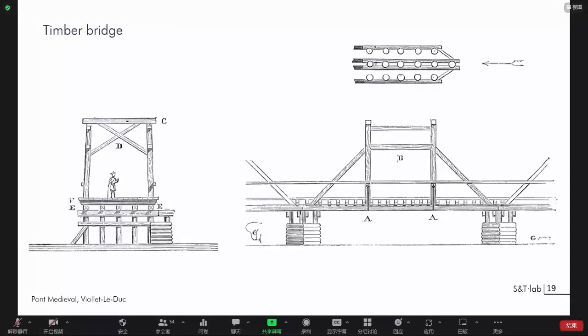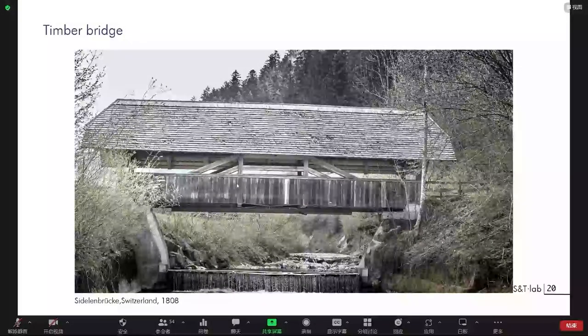If you come back 300 years later in Switzerland, for instance, you will see exactly the same kind of structure appearing in timber bridges. So if we want to design something that could be innovative, we have to keep in mind all these findings that have been made a long time ago.